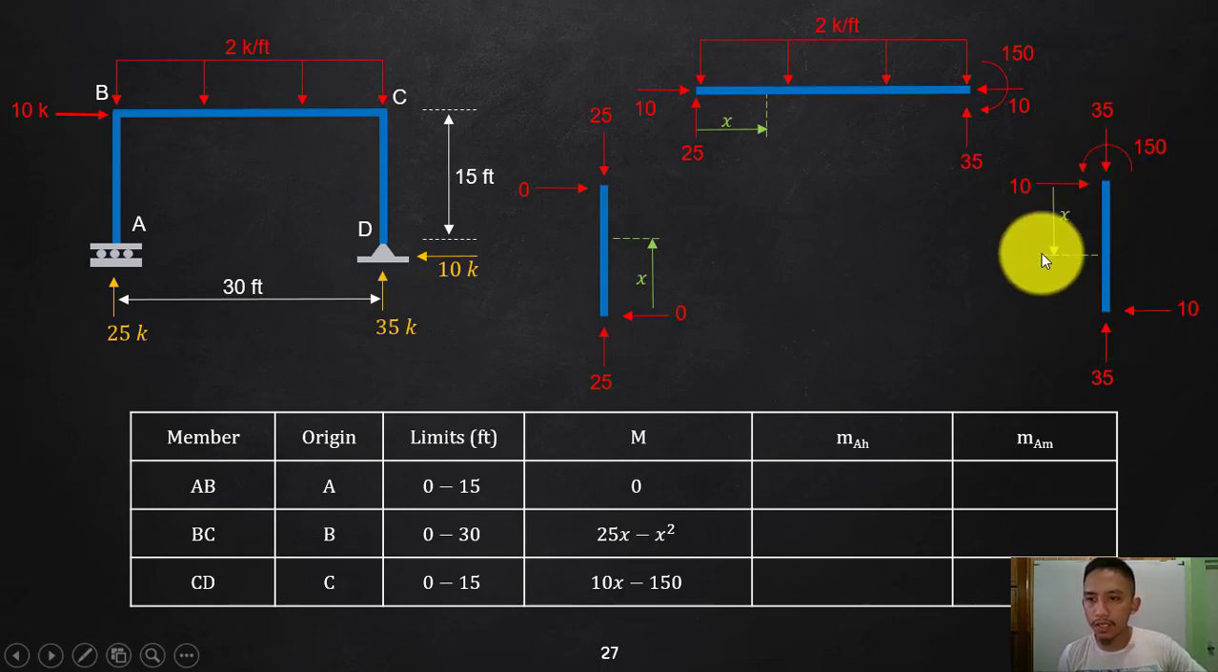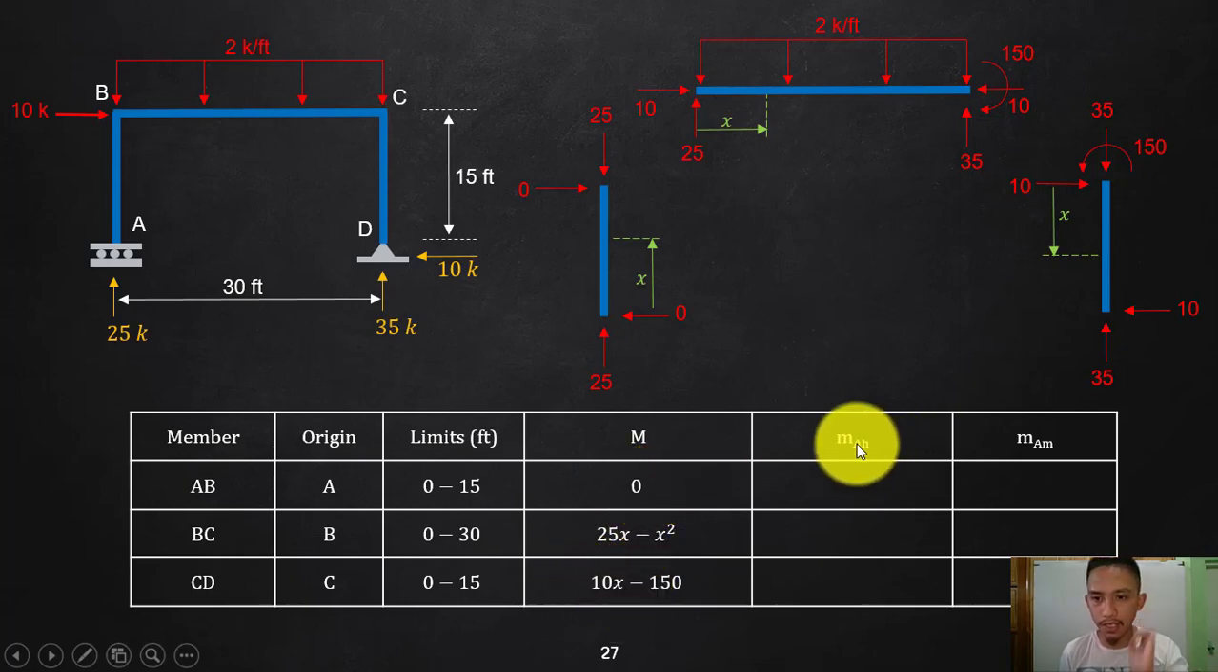So now, drawing the equations of the moment due to the actual loading at this member CD, my origin is C, so I wrote it as CD. And then the limit is from 0 to 15, since that is the length. And again, what is the moment at any point here? Say that is a distance x again from point C. Clockwise, 10 times x, so 10x. And then minus 150, there is no moment arm, since that is a moment. So this is my moment equations on AB, BC, and CD.